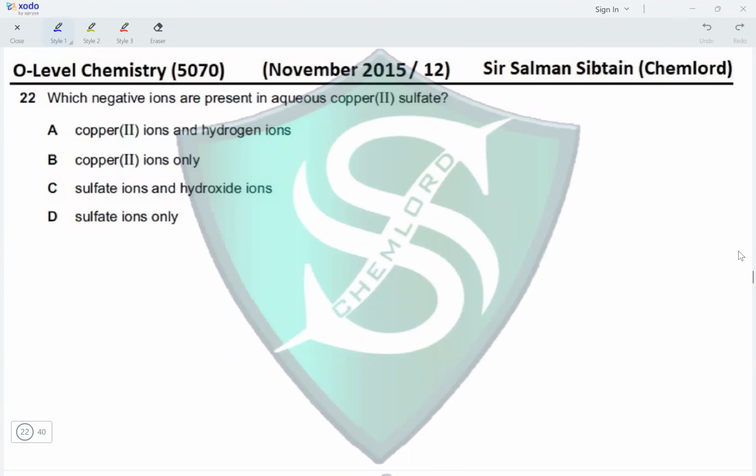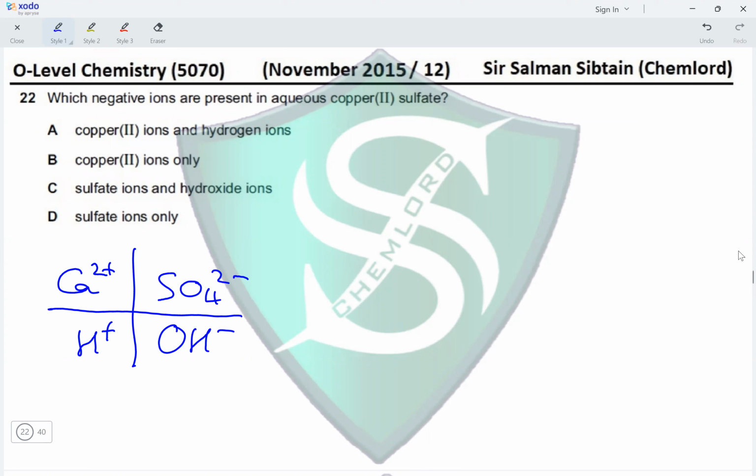Question 22. Which negative ions are present in aqueous copper 2 sulfate? So we've got a solution of copper 2 sulfate and they're asking for the negative ions. So we've got the sulfate ions present and we've got the hydroxide ions present due to water. And as far as the positive ions are concerned, we've got Cu2+ ions and we've got H+ ions due to water. So these are the aqueous ions present in a solution of aqueous copper 2 sulfate.